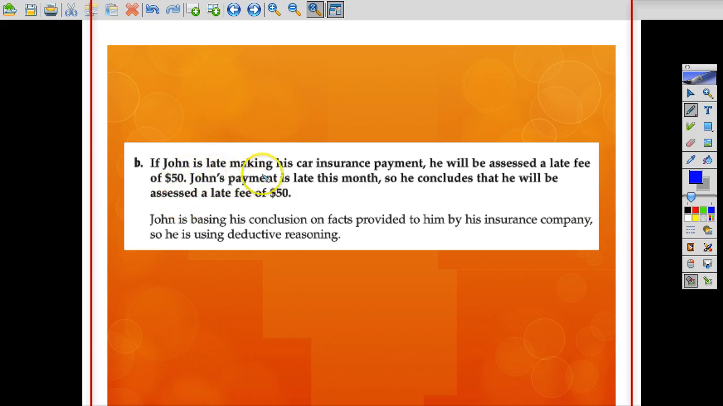B. If John is late making his car insurance payment, he will be assessed a late fee of $50. John's payment is late this month, so he concludes that he will be assessed a late fee of $50. Now this is based on facts, right? If it's late, it's a $50 late charge. So if he's late, then he's going to be charged $50. So it's based on facts. So this is deductive reasoning.